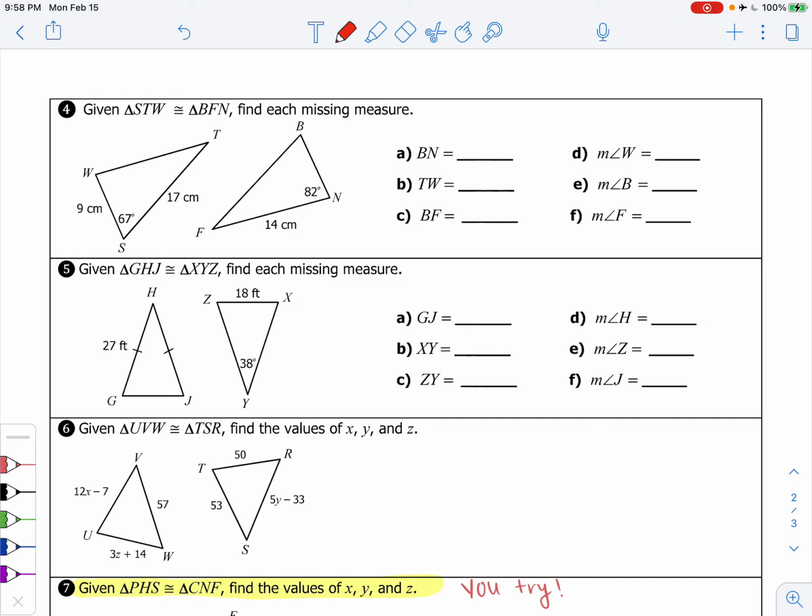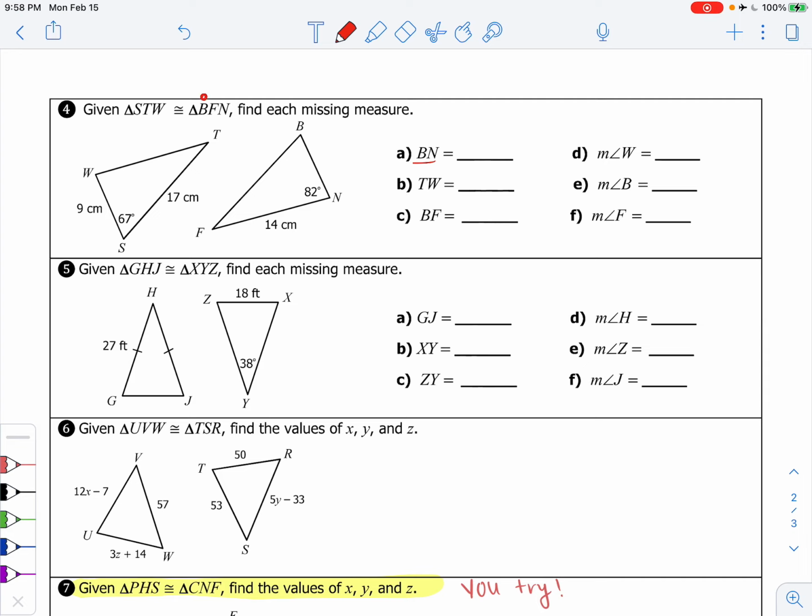So here, I'm given this congruency statement and our two triangles, triangle STW and triangle BFN. The first one I want to find is BN. What is BN equal to? Well, what is BN congruent to? What is its corresponding piece?